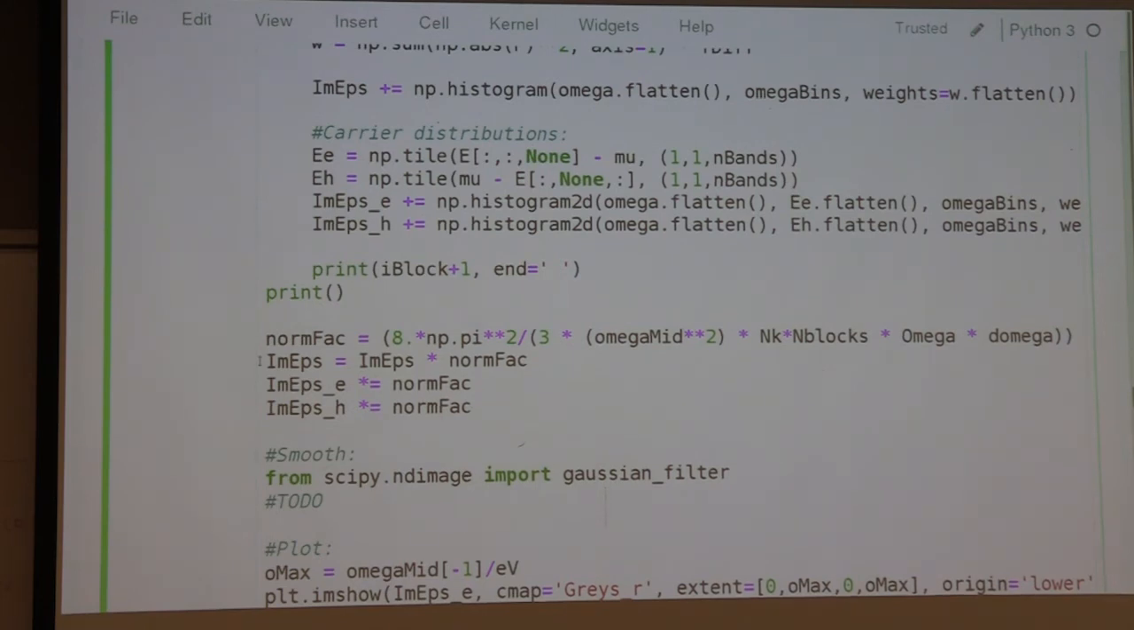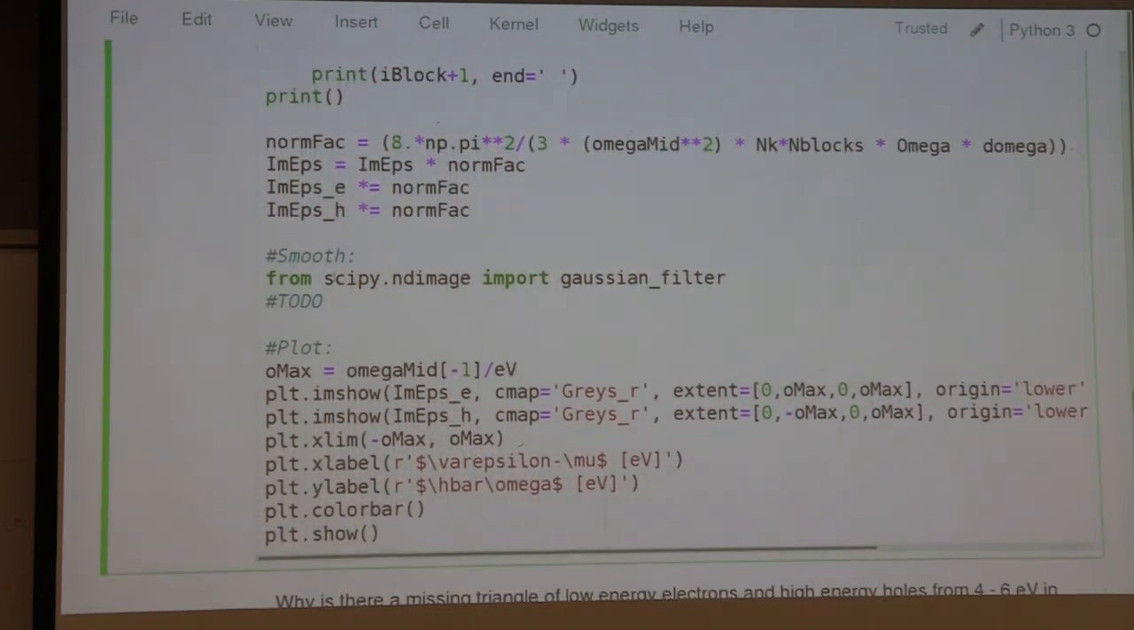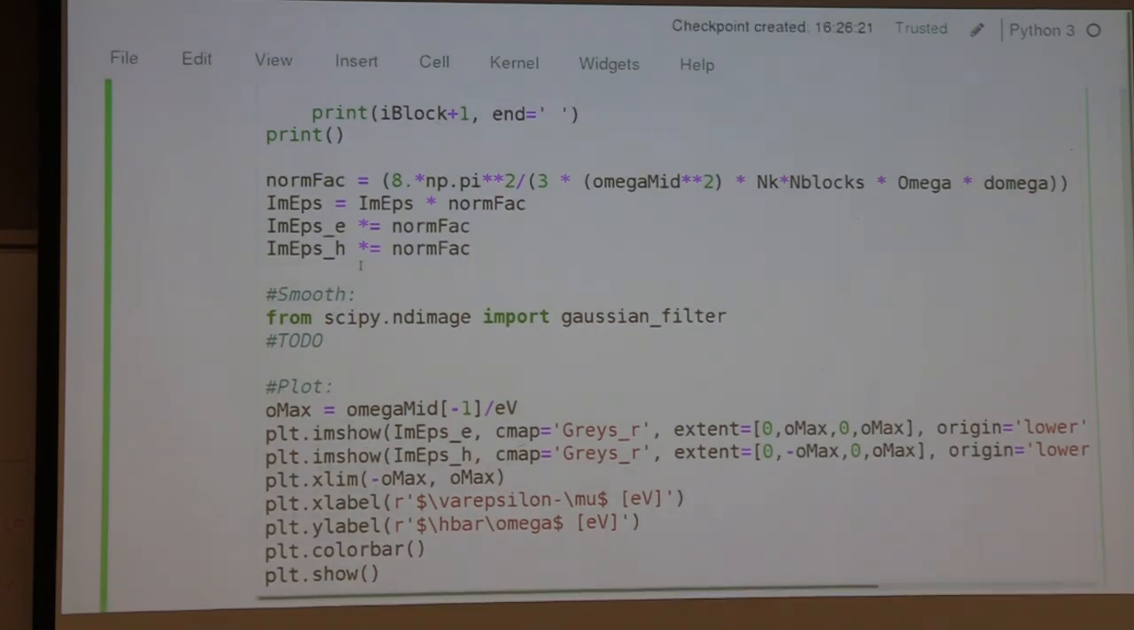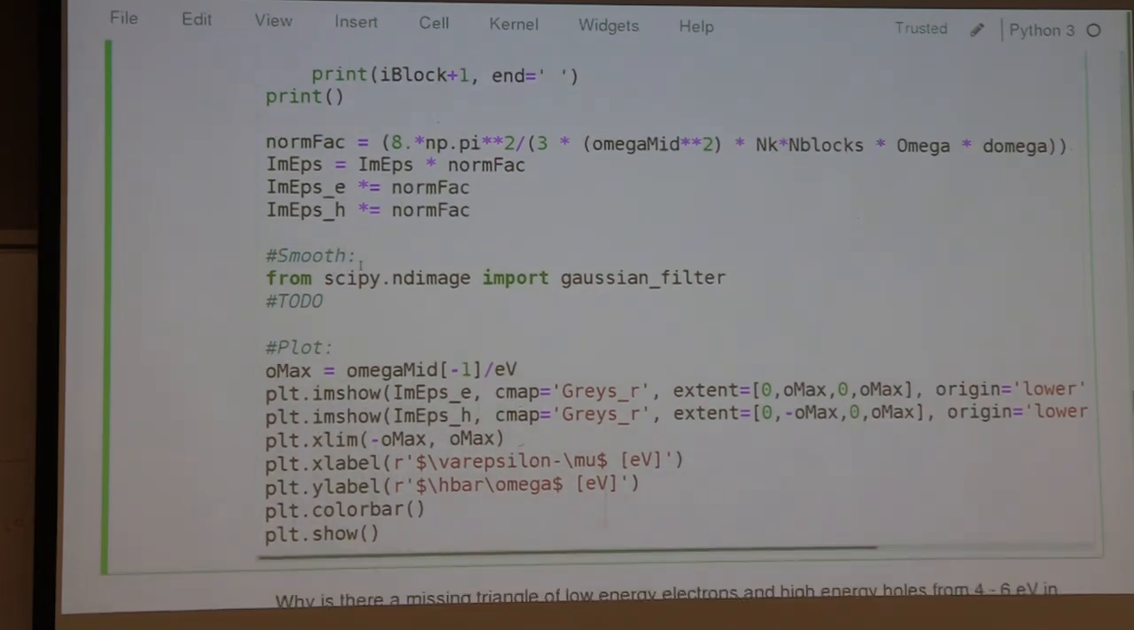Right? So let's start with that and see what it looks like. So these are now the imaginary dielectric functions resolved by carrier energies.